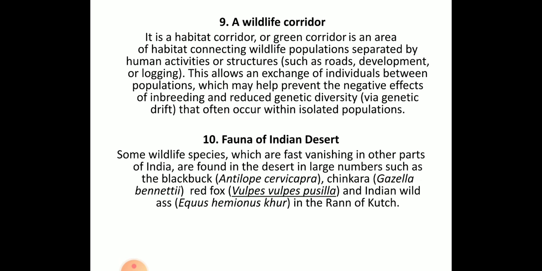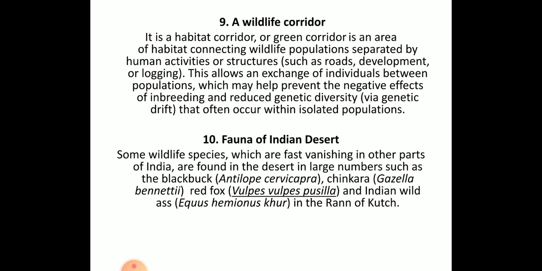So we have seen many different types of wildlife sanctuaries which come near to each other. For example, when you take Mookambika and Kudremukh, there is a small gap which can be connected through a wildlife corridor, so that animals migrate from one sanctuary to another sanctuary with these wildlife corridors. Fauna of Indian desert.